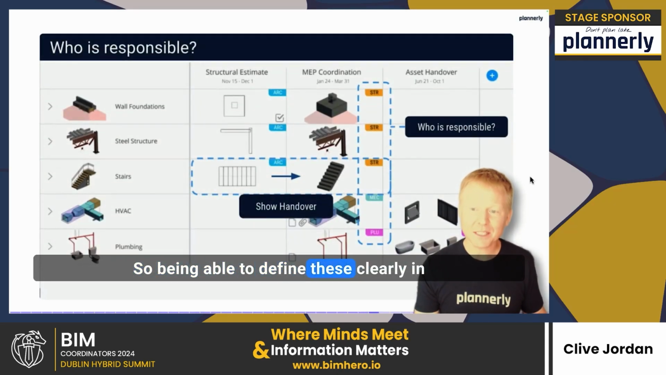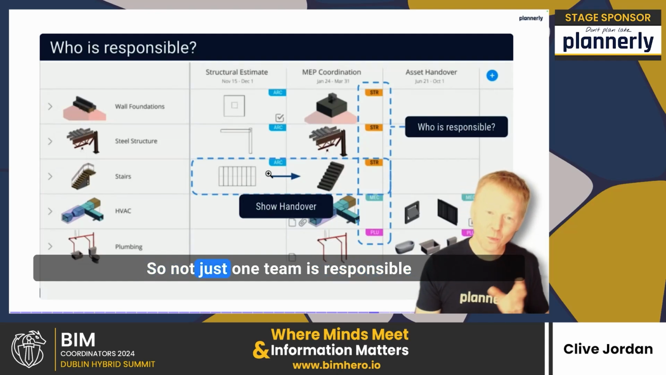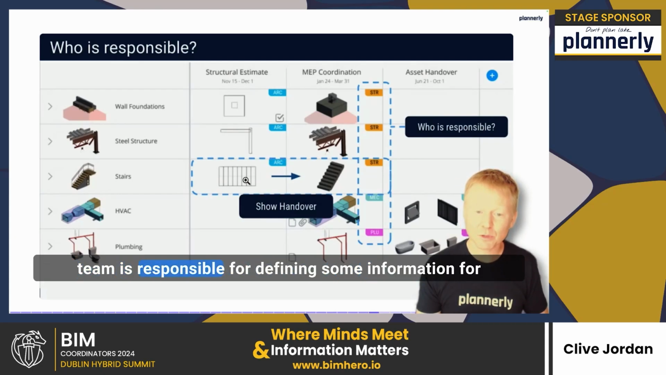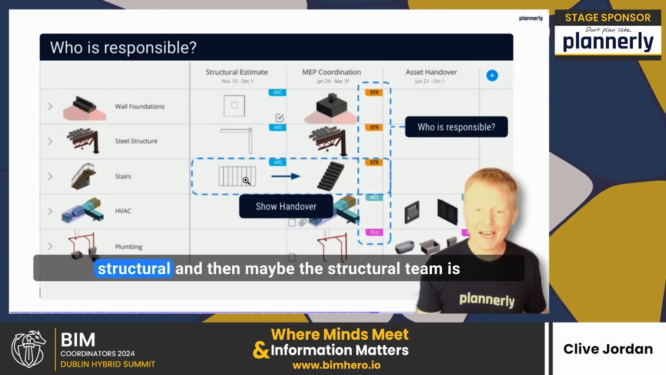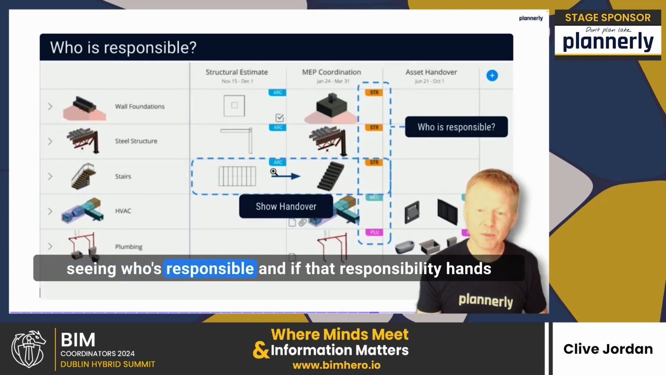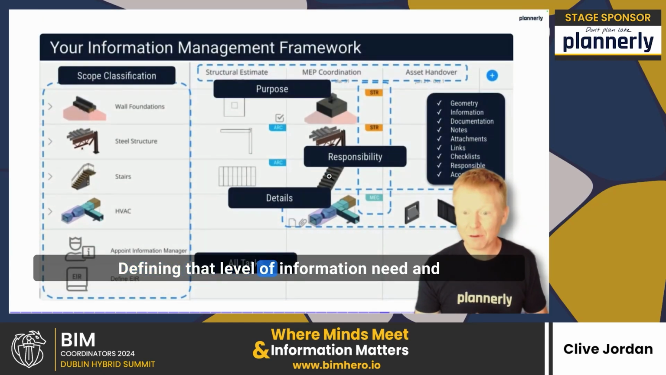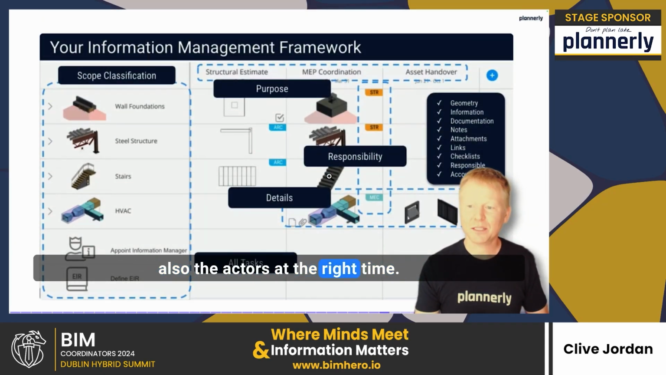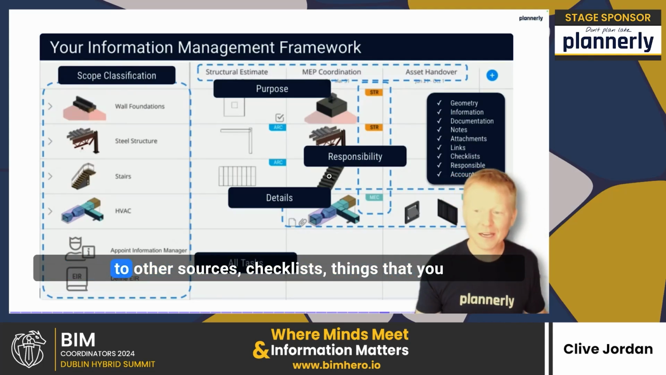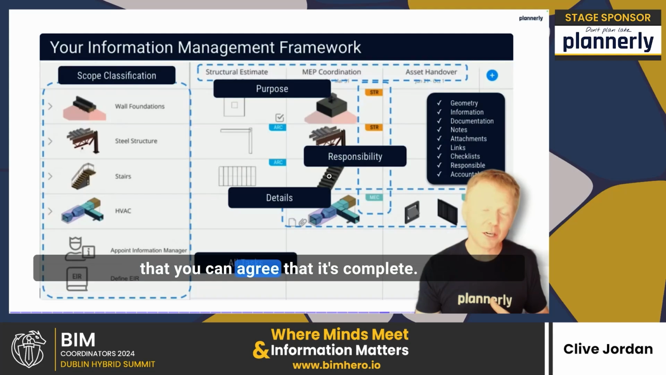So being able to define these clearly in work packages and then see who's responsible. So not just one team is responsible for one thing throughout the whole project. It might be early on that the architecture team is responsible for defining some information for structural, and then maybe the structural team is responsible later for some of the coordination. And seeing who's responsible, and if that responsibility hands over, is incredibly important. Defining that level of information need and also the actors at the right time. So defining geometry, information, documentation, the notes, the attachments, the information about links out to other sources, checklists, things that you need to define a certainty on so that you can agree that it's complete.